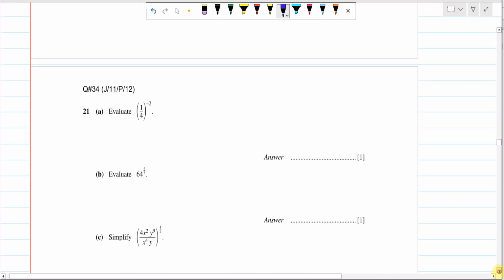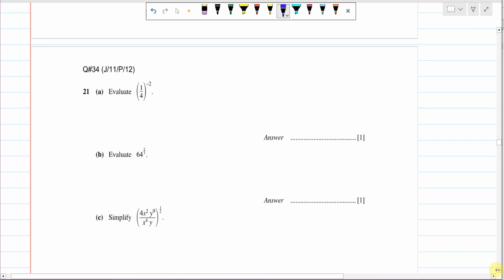Evaluate. It's June 2011. Again, you got negative power, so you need to flip your number. 4 upon 1 with the power 2, that leads to 16. It says 64 to the power 2 over 3. Instead of 64, I can say that it's 4 power cube. 3 and 3 cancel, 4 square is 16.